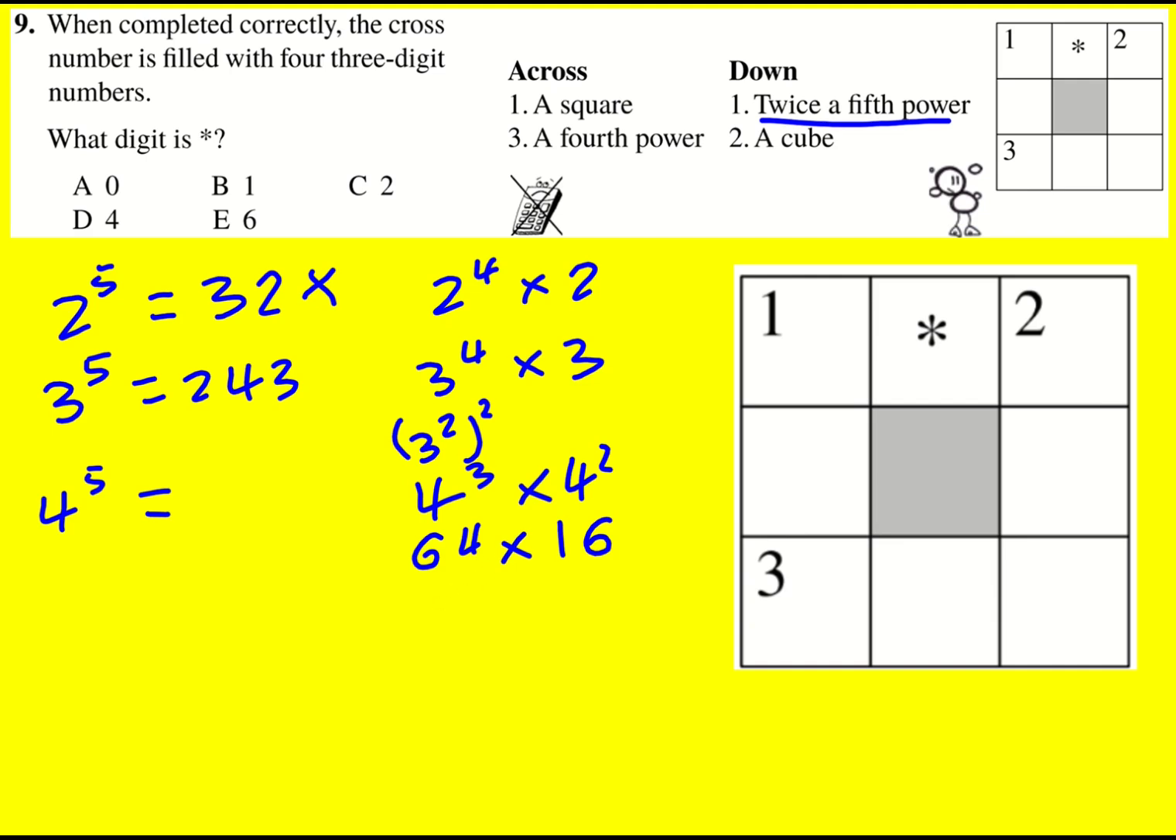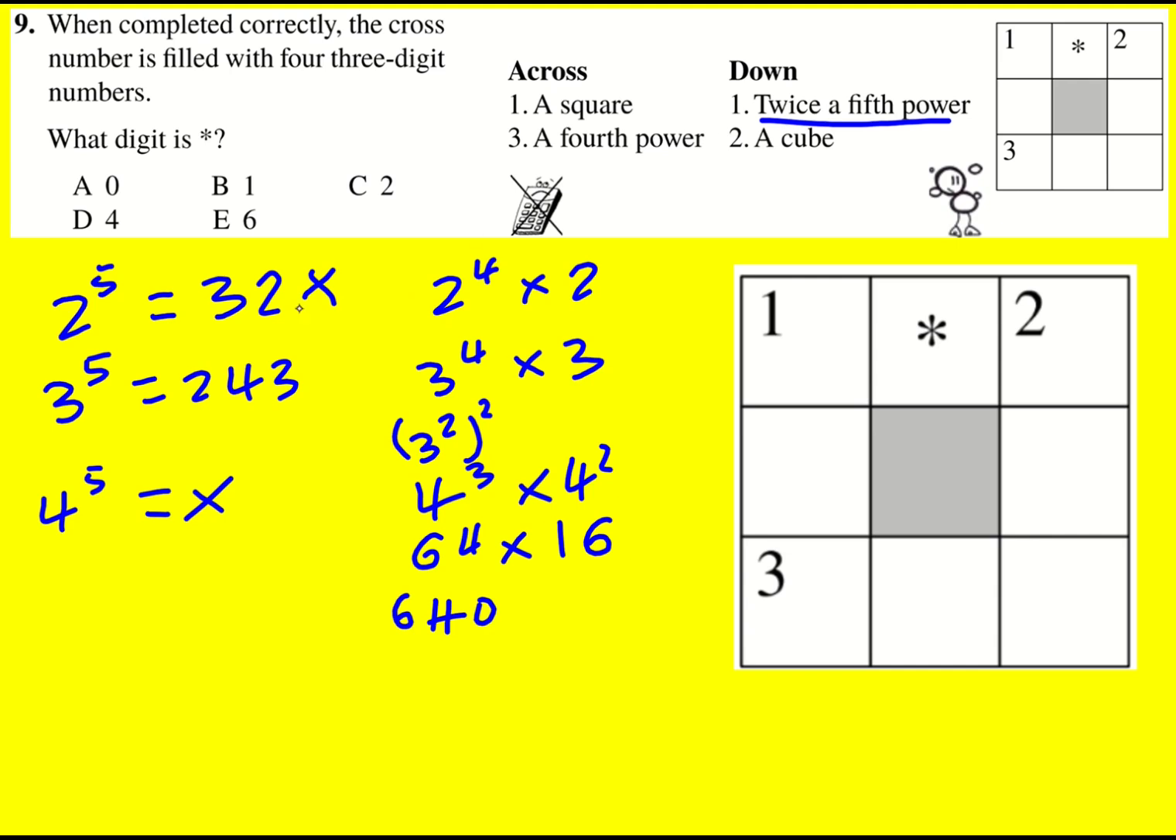And here I'm going to get 640 by doing 64 times 10. And then 64 times 6, well, 60 times 6 is 360. So I'm already up to 1,000. And I'll be adding something else on. I think it's 1,024. But in any case, it's 4 digits, so I'm not interested in it. And I've actually found my answer to 1 down.